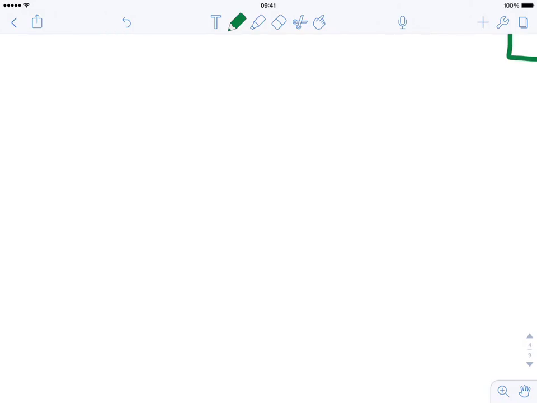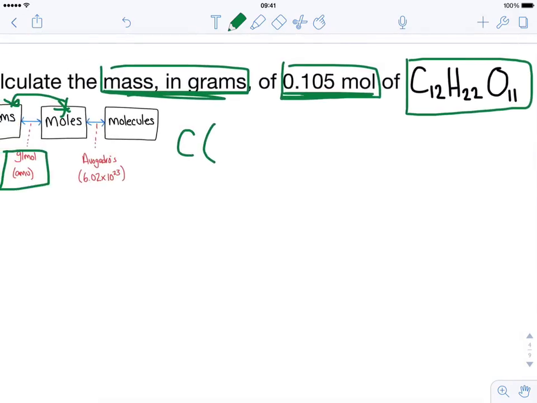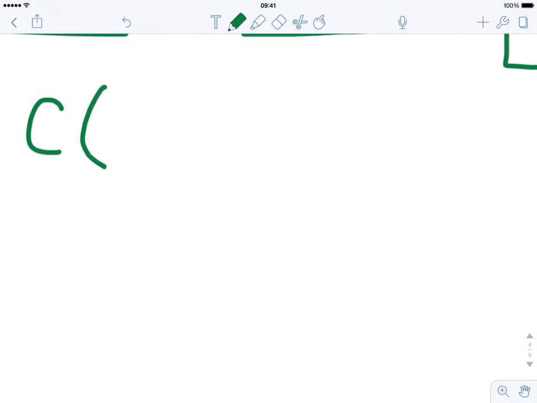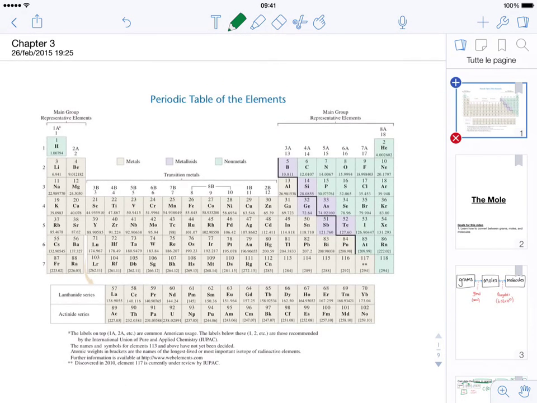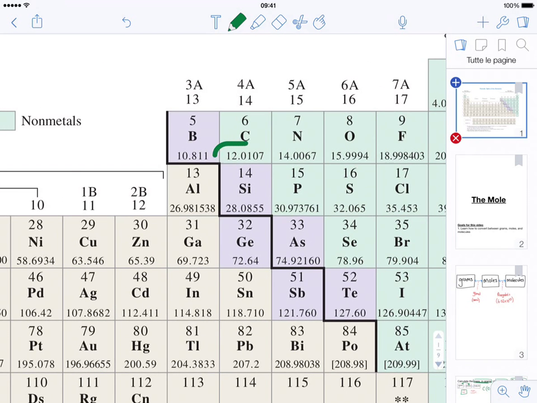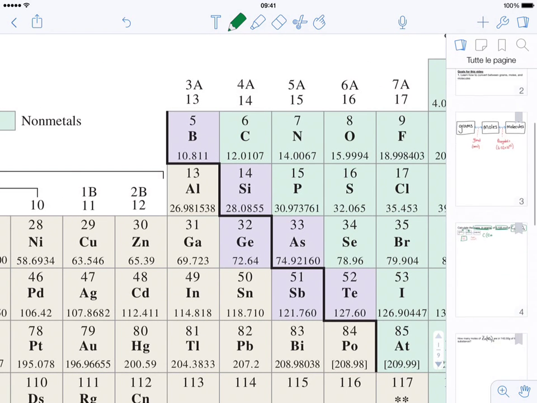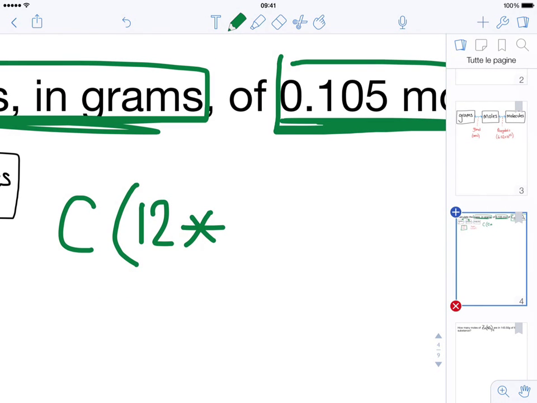So to find the atomic mass for a compound, you need to take however many atoms of an element you have and times it by the atomic mass of that element and then add everything together. So the first element we have in this compound is carbon. Now how many carbons do we have? We have 12 carbons. So we're going to take 12, and we're going to multiply 12 by the atomic mass of carbon. So if we go up here to the periodic table, we find carbon, we see that the atomic mass of carbon is 12.01. So that's what we're going to write right here, 12.01.